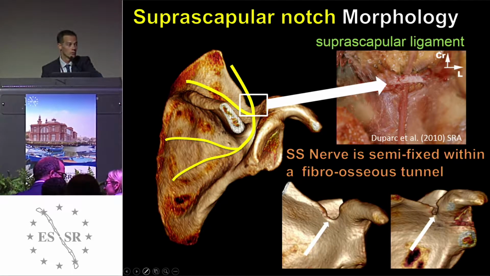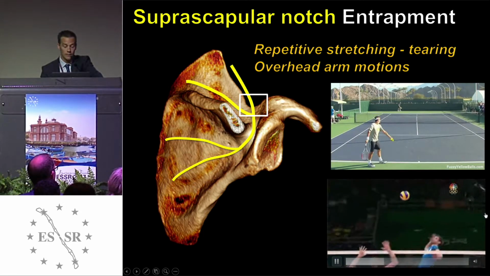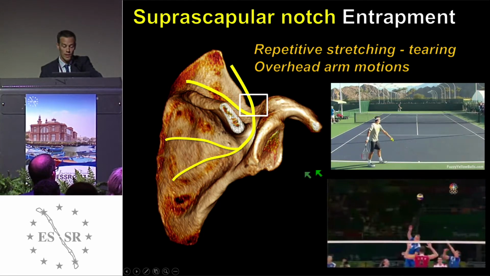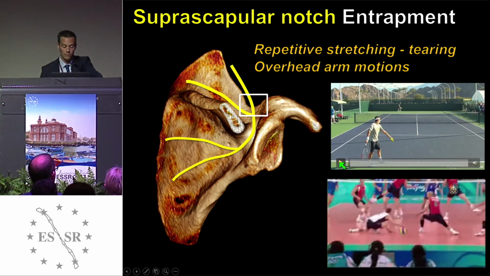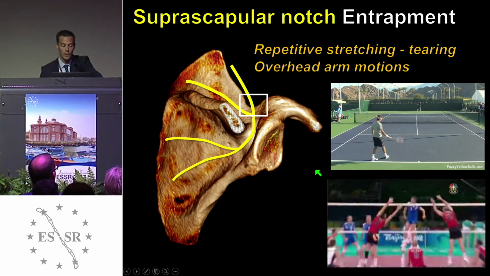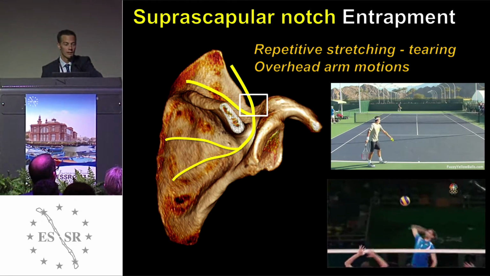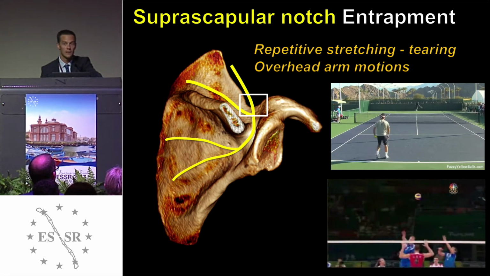At this level, the suprascapular nerve runs within a fibro-osseous tunnel. This tunnel is formed by the notch itself, and as you can see here, the notch by itself could be quite aggressive for the nerve if it's narrow. The roof of the tunnel is formed by a thick ligament, the suprascapular ligament, as you can see here. At this level, the nerve is semi-fixed, and therefore it can be chronically stretched and injured in repetitive overhead arm motions, like in volleyball players, very frequently, and in tennis players.